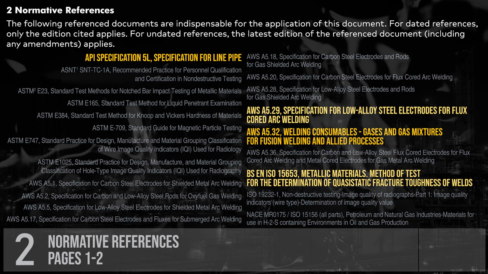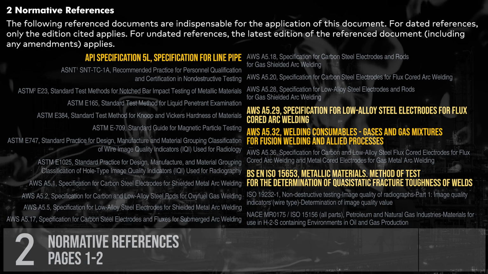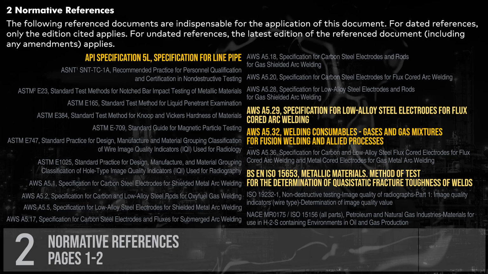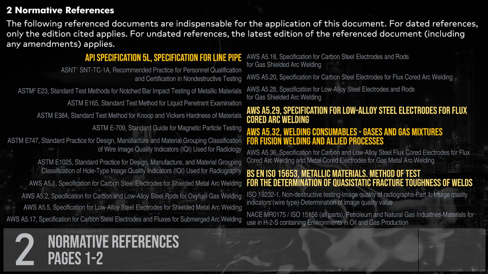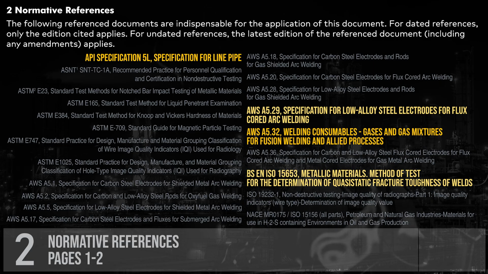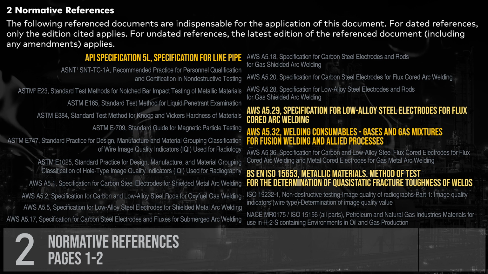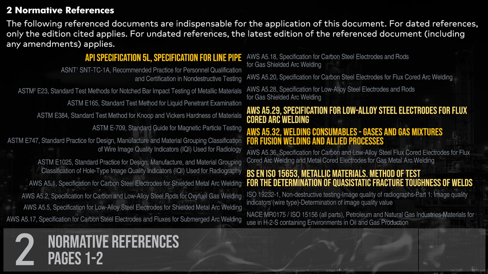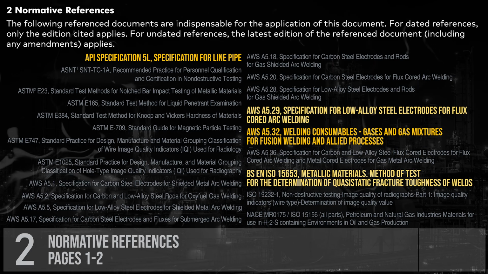BS EN ISO 15653. Metallic materials. Method of test for the determination of quasi-static fracture toughness of welds. ISO 19232-1. Non-destructive testing. Image quality of radiographs. Part 1. Image quality indicators. Wire type. Determination of image quality value.